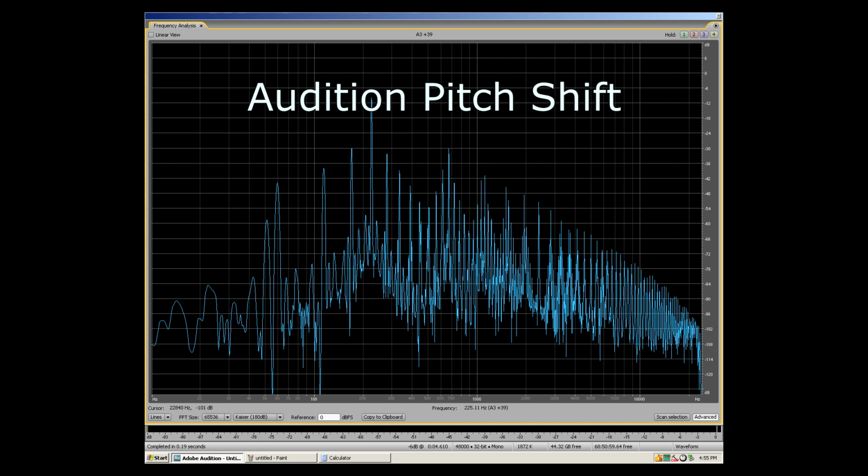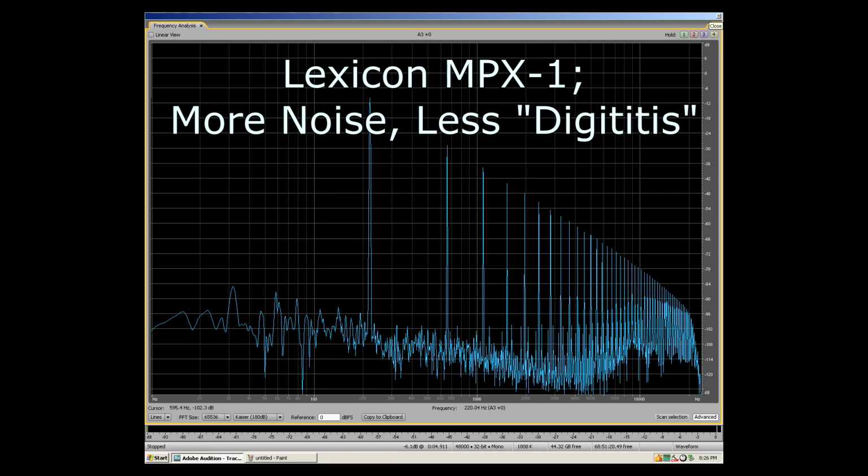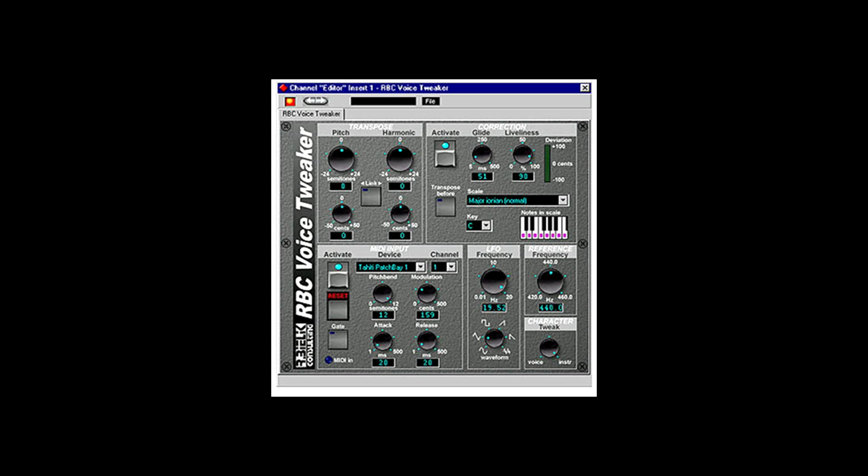And really, most of the time when I have to do some kind of pitch correction, this is how I do it. I did have another example, RBC Voice Tweaker. It really introduced a lot of audible artifacts, more so than any of the others. So I'm really surprised at some of the results here, particularly how much the difference just the algorithm for a static pitch shift can make.